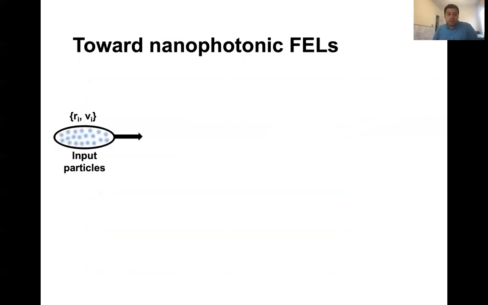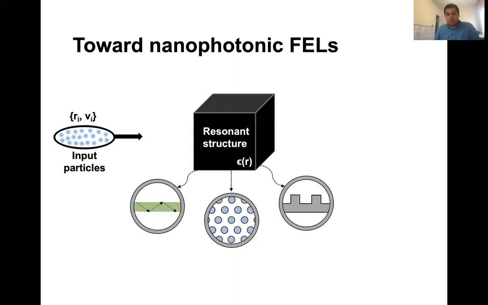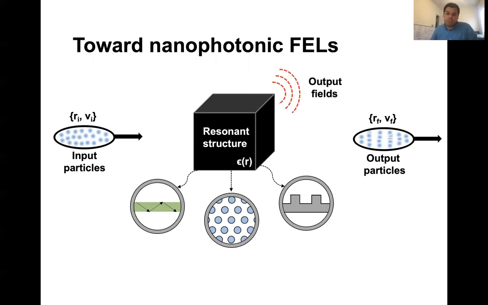So we're describing our electron beam through a set of initial positions and velocities. They're classical billiard ball particles, and they move through this resonance structure with some known dielectric permittivity, which is inhomogeneous in space. And the question that you want to answer, given these initial conditions, is what is the final state of the particles, so their positions and velocities, and also the electric and magnetic fields associated with the output, either spontaneous or lasing fields. And this is a very general problem.